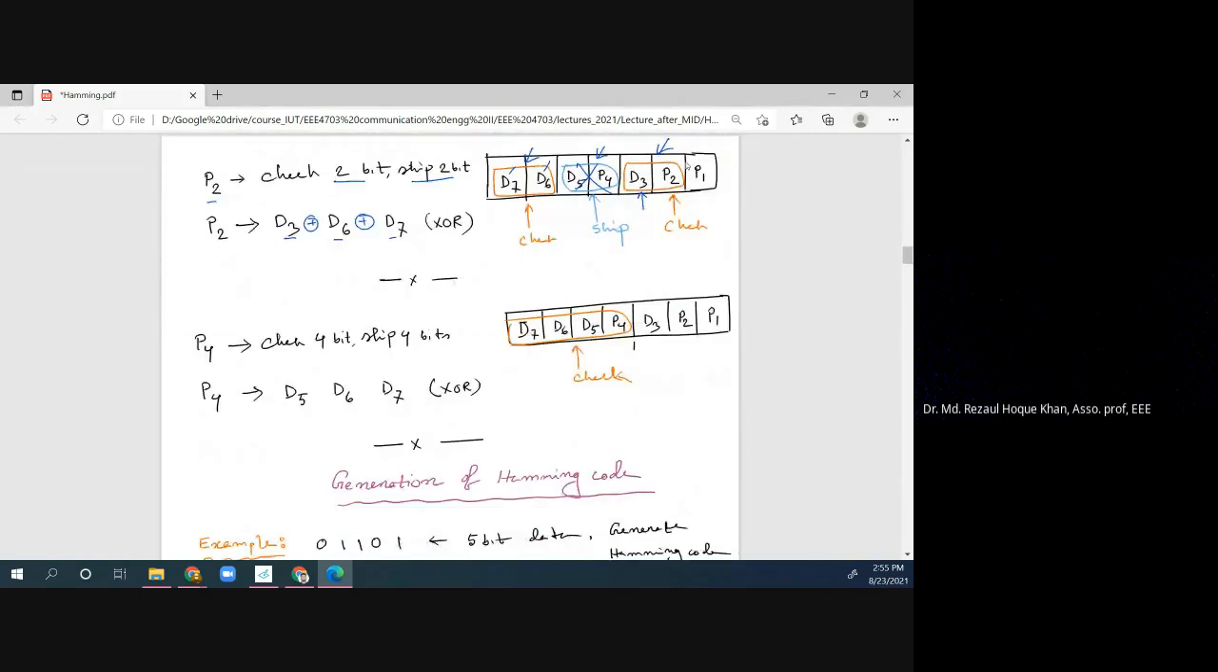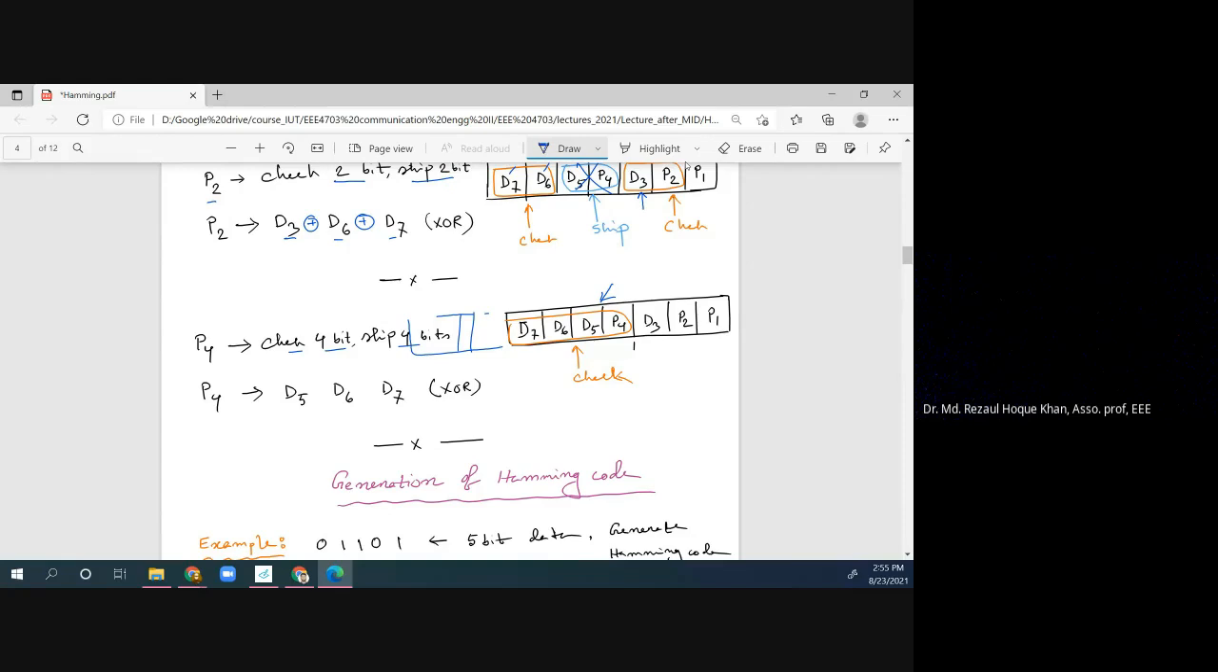Okay. For P4, same thing: check 4 bits, skip 4 bits. So check 4 bits for P4. Within the 4 checked bits, there is nothing further in this message, because if it were a longer message, it could have more. So in this check, I find D5, D6, and D7. That's right: D5, D6, and D7 will be XORed.